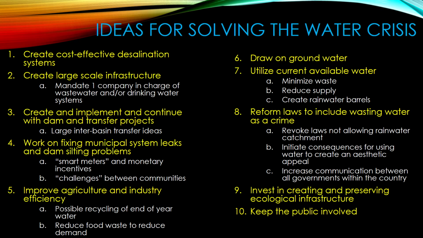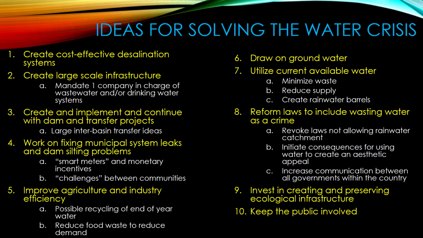Next is going to be tackling the municipal system, which is fixing the leaks and fixing the dam silting problems that are occurring. One idea is to replace old water meters with smart ones. There are also going to be initiatives for citizens to change this. If you use less water, you're going to get some tax breaks. However, if you keep using a lot of water, there's going to be incremental pricing and possible fines due to your excessive use of water. Also, billing systems will challenge areas by comparing water consumption in order to hopefully reduce water usage.